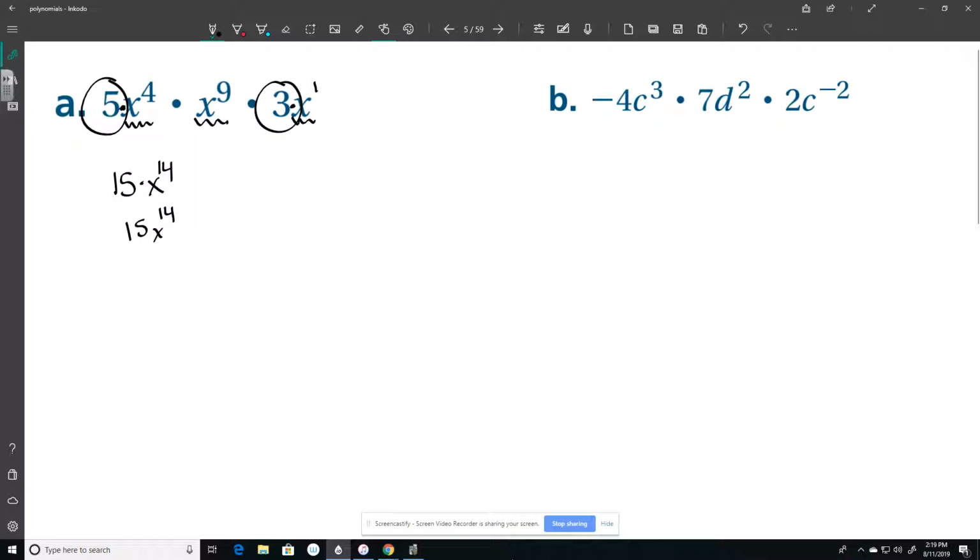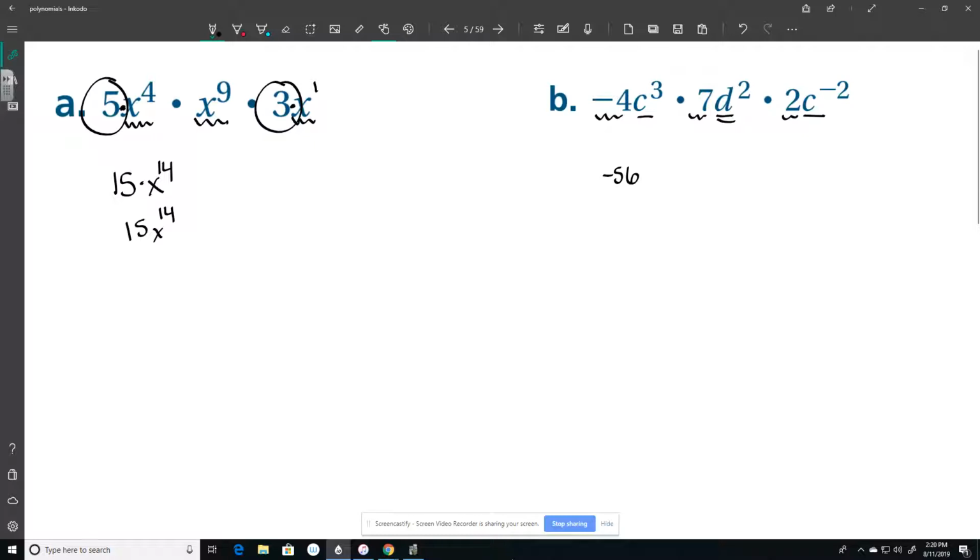Same thing here. I've got negative 4c cubed times 7d squared times 2c to the negative 2 power. Be careful. The c's and the d's can't go together. So we have to be careful that we only combine the things that are the same. But I've got a negative 4, a 7, and a 2. I can multiply those. So negative 4 times 7, that's negative 28. Negative 28 times 2 is negative 56. I know I'm going kind of fast, but this should all be review for you.